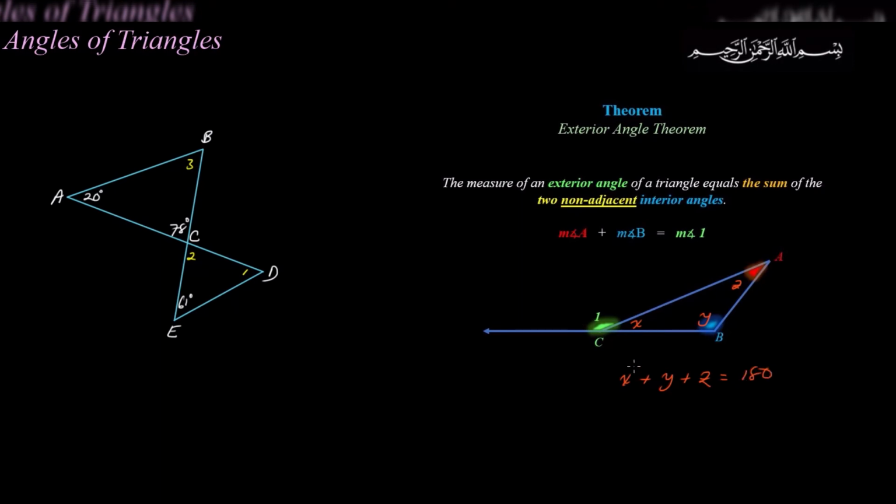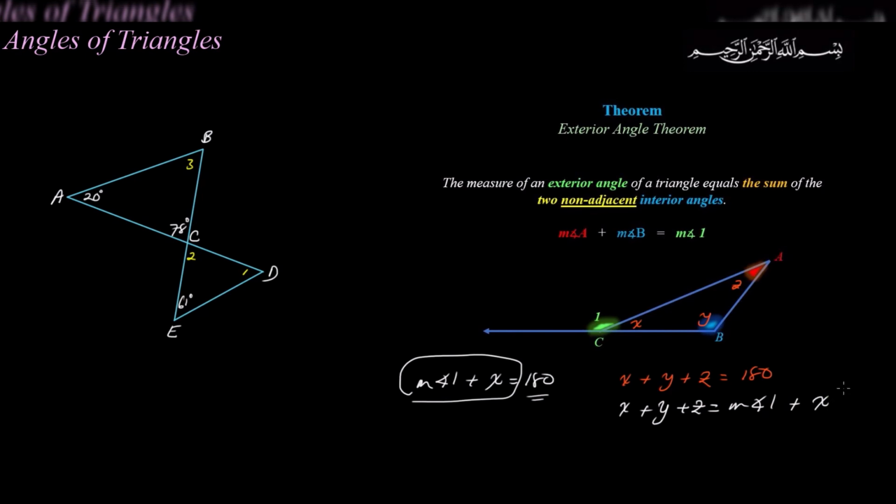But angle 1 and angle X, they themselves add up to 180 degrees, don't they? Because they're supplementary, you can say angle 1 plus X equals 180 degrees and X plus Y plus Z equals 180 degrees. Well, these two are the same, so X plus Y plus Z is equal to the measure of angle 1 plus angle X, right?